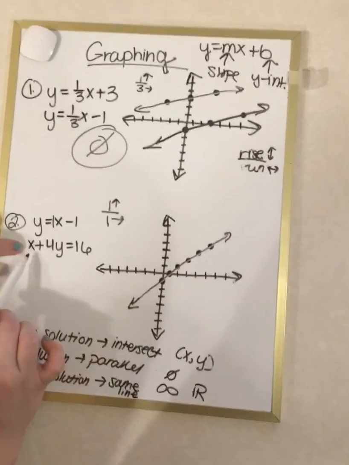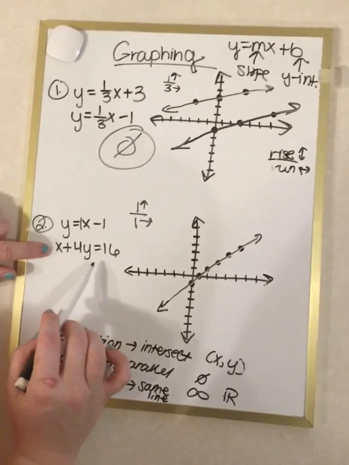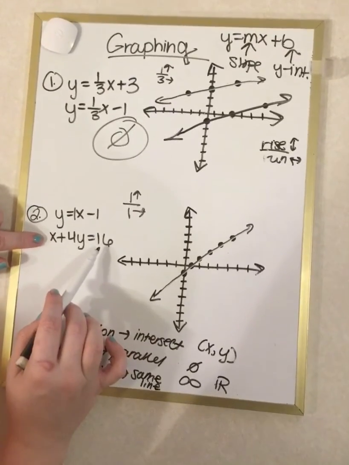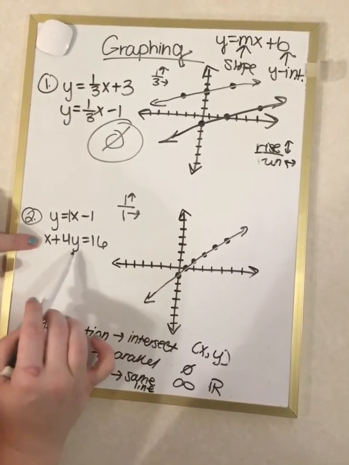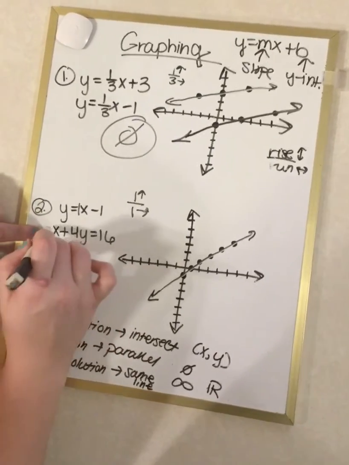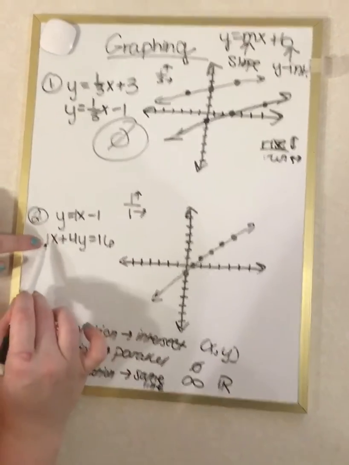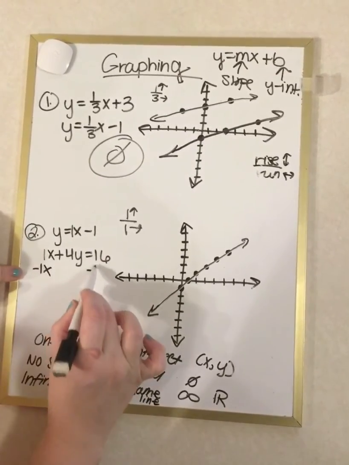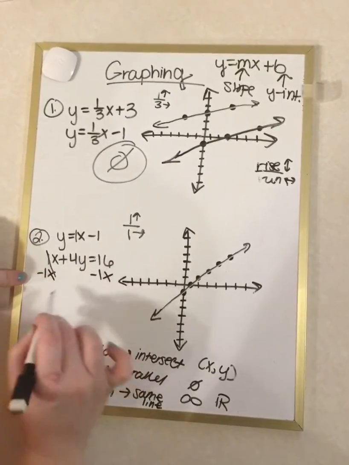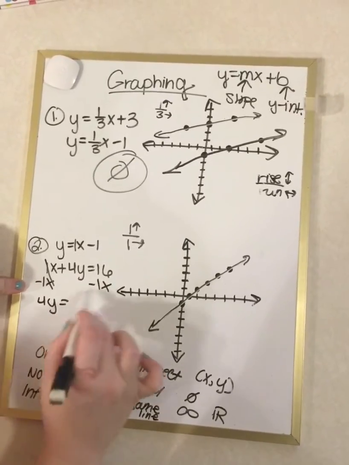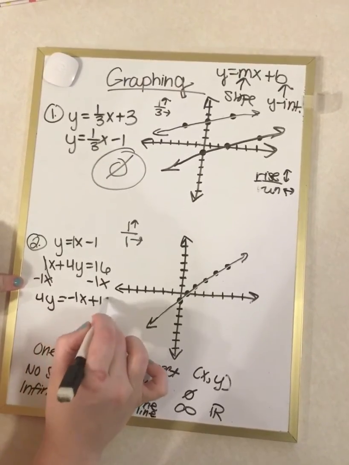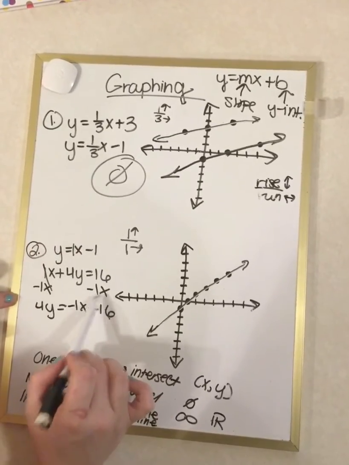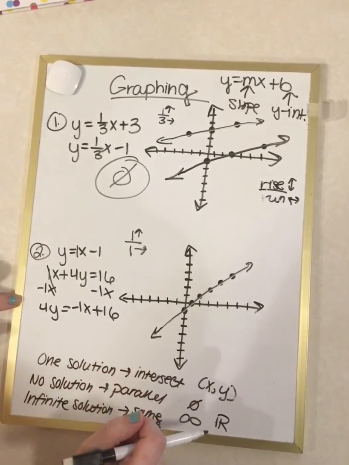Okay, with the second equation, x plus 4y equals 16. This one is not in slope-intercept form, so we're going to have to fix it first. So that means we have to get the y by itself. So I'm going to put a 1 in front of that x, and I need to move the 1x over to the other side. I'm going to do that by subtracting it. So we're going to have 4y equals negative 1x plus 16. Remember, we can't put those two things together, we just rearrange it. Put the x first and then drop down your constant.